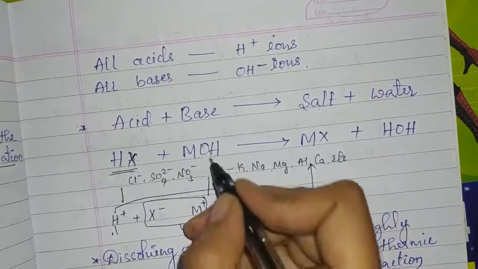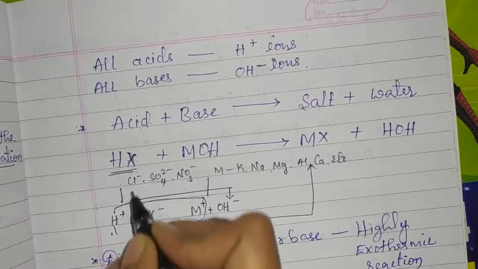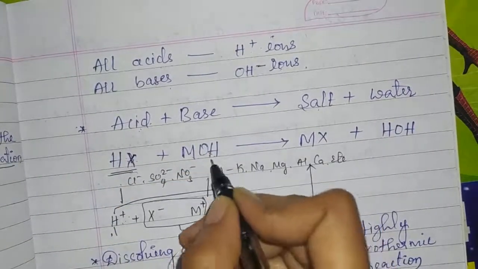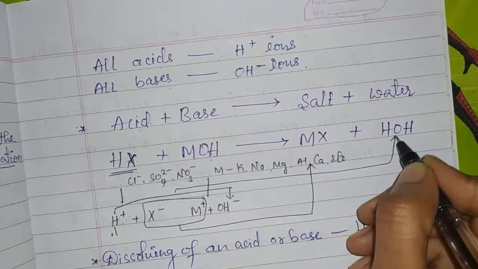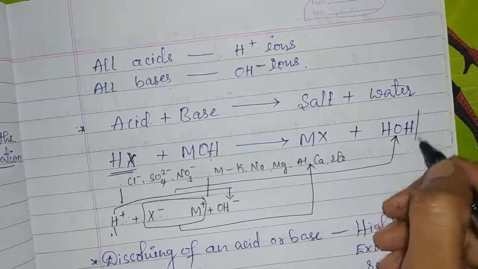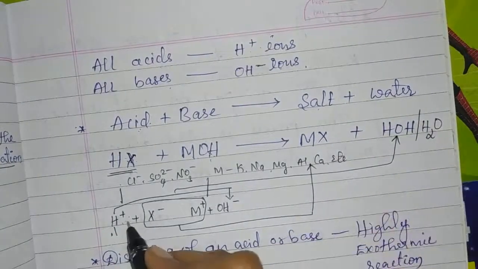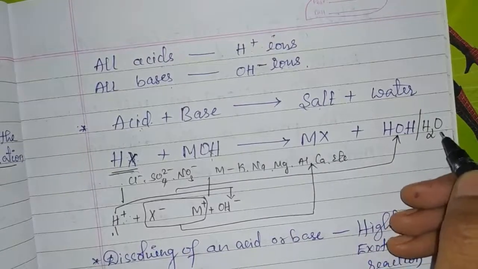The hydrogen ion which is released by the acid will combine with the hydroxide ion which is released by the base, and these two will combine and form water. This is nothing but H2O. For convenience, for understanding purpose, I have written it like this. This is H2O, it is water.